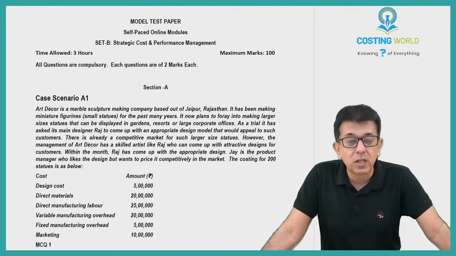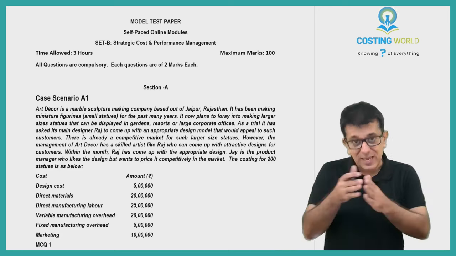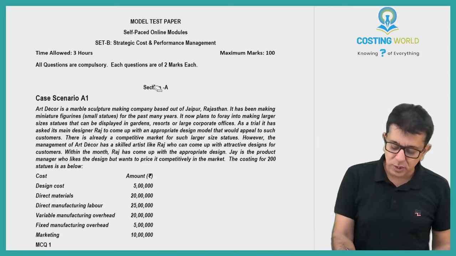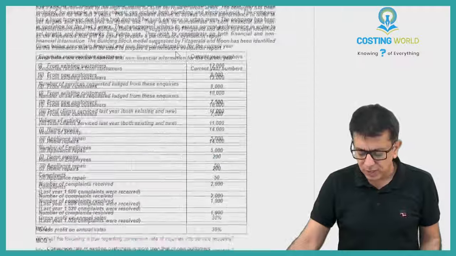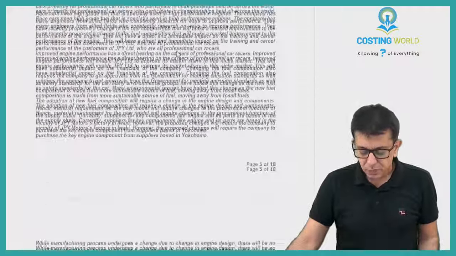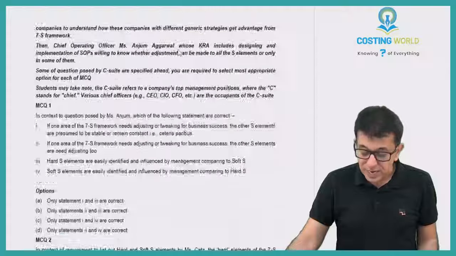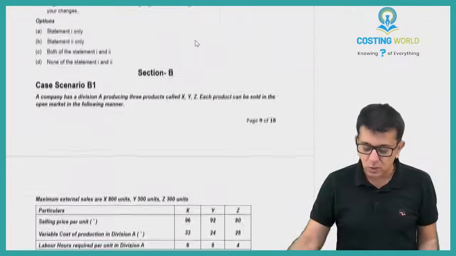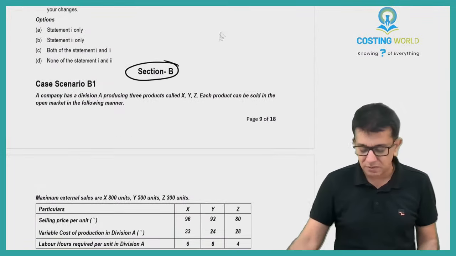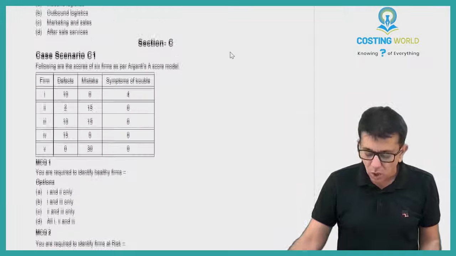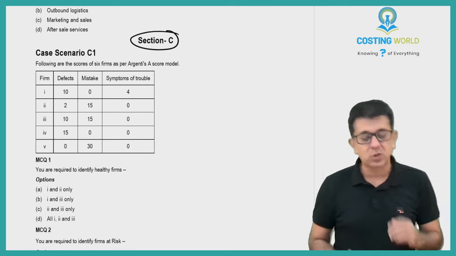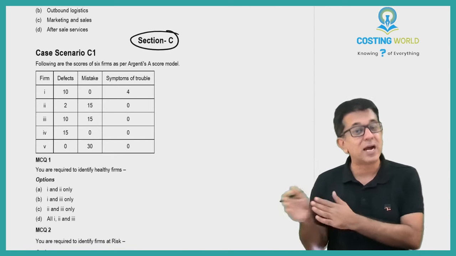So this is the model paper that has been issued by the institute. In this entire paper, you all have section A over here. Then below, if we go, you have section B. After section B, there is a last section over here, section C also. So this is section B, and then finally it concludes with section C. Now all these sections have approximately 4 case scenarios under them.